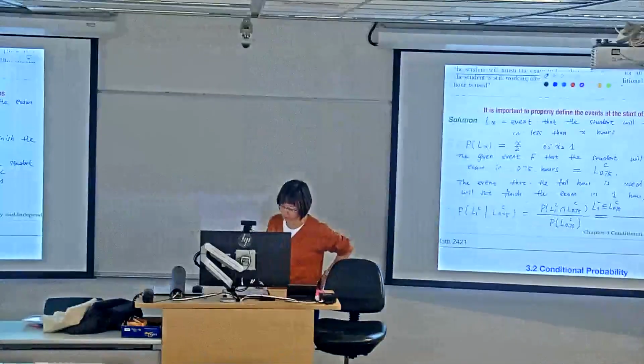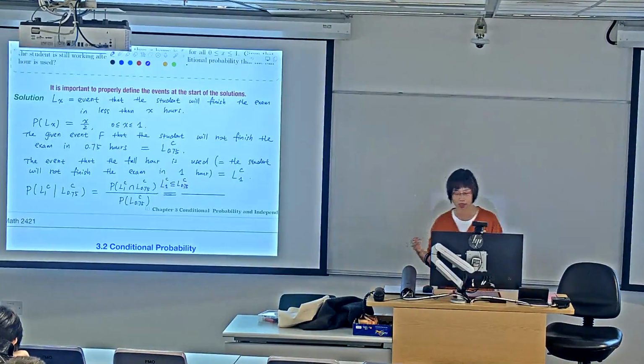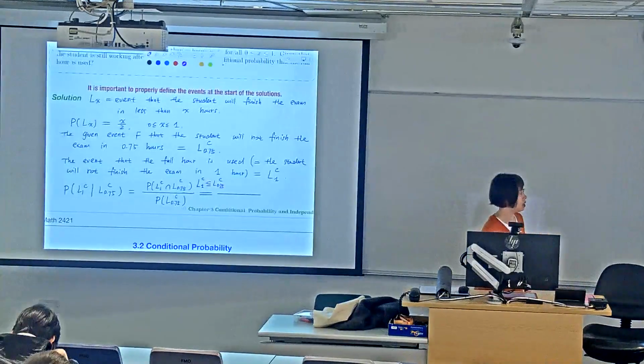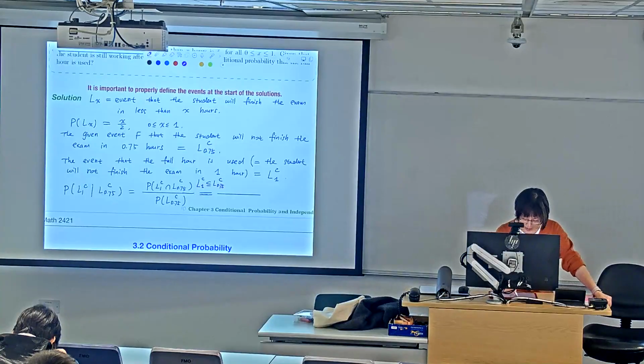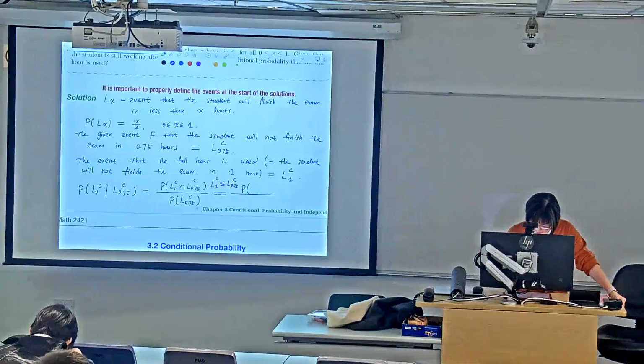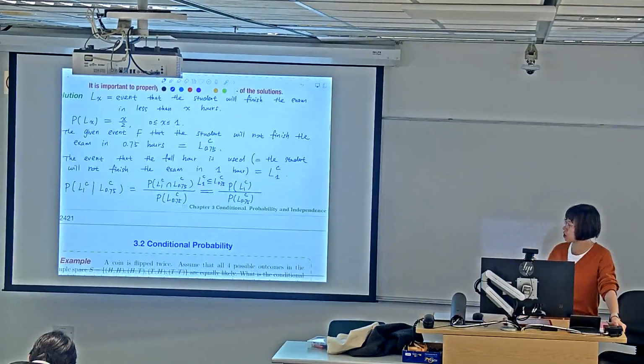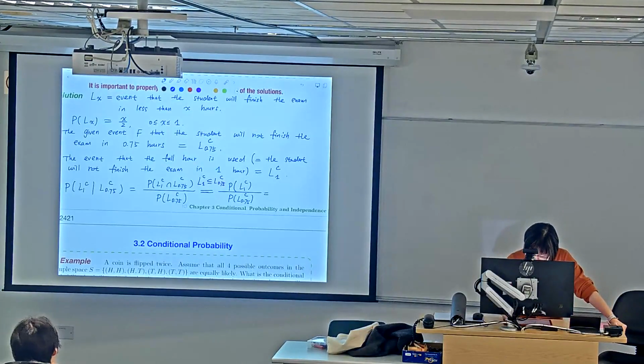So if one event implies the other event, this means this event is contained in the other event. It's a subset of that event. So the numerator is simply the intersection of two events, a smaller event. Okay, so now it's a quotient of these two events. By the complement rule, this is 1 minus P(L_1) over 1 minus P(L_0.75).